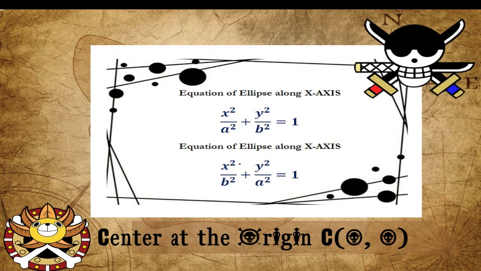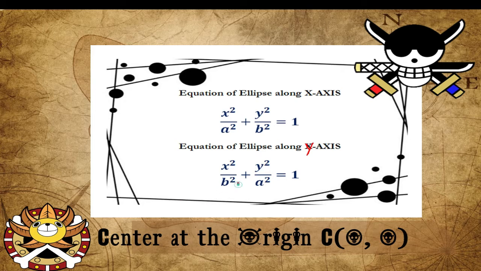So this is the equation of the ellipse along x and y axis. X squared over a squared plus y squared over b squared is equal to 1. That is the equation of the ellipse along x-axis. And x squared over b squared plus y squared over a squared is the equation of the ellipse along y-axis.